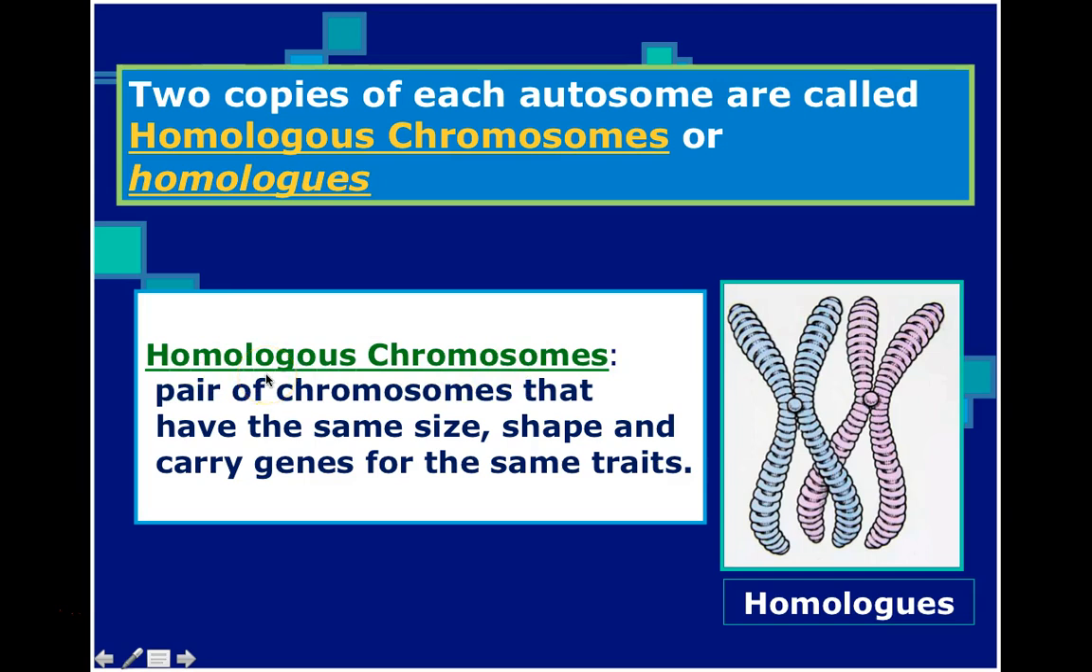They have similar shape, similar size, and they carry genes for the same traits, but that doesn't necessarily mean that the expression of the traits are the same, because you're getting one copy from your mother and one copy from your father. So, your mom could have green eyes and your dad could have brown eyes, but these two chromosomes are going to carry the gene for eye color, not necessarily being the same color.